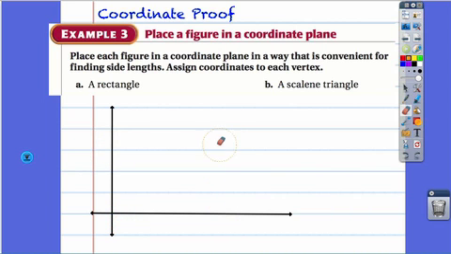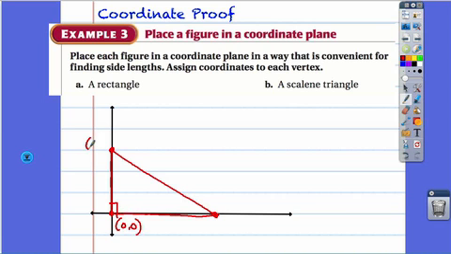Let's go ahead and place a scalene triangle here. I'll do that in a different color, I'll do that red. And I'm again going to use my origin at 0, 0. It says scalene. It doesn't say that it can't be a right triangle. So I'm going to make this a right triangle and go up and go over. Connected. It is still scalene, but it's a right triangle.